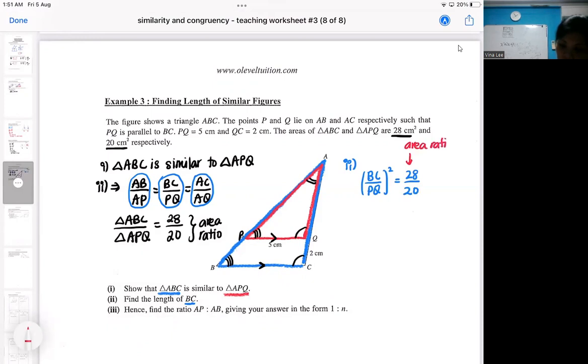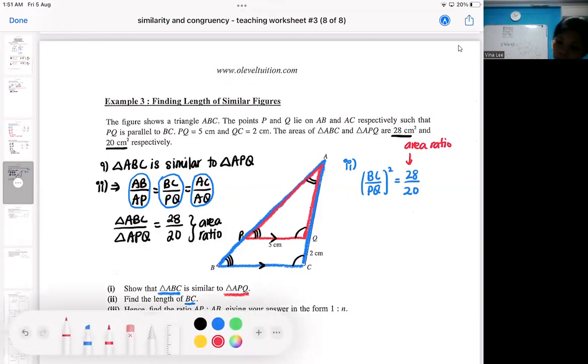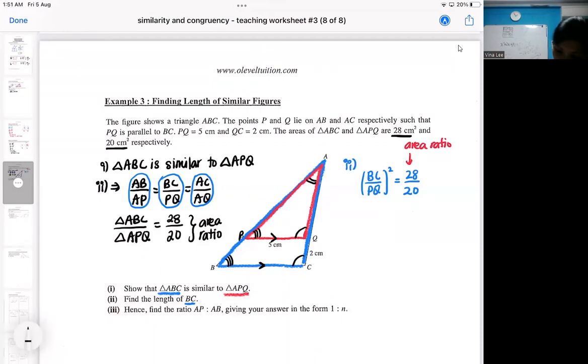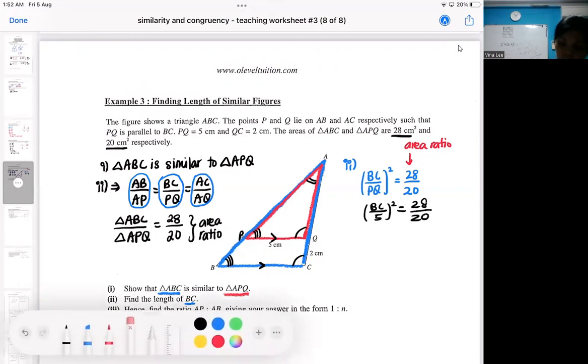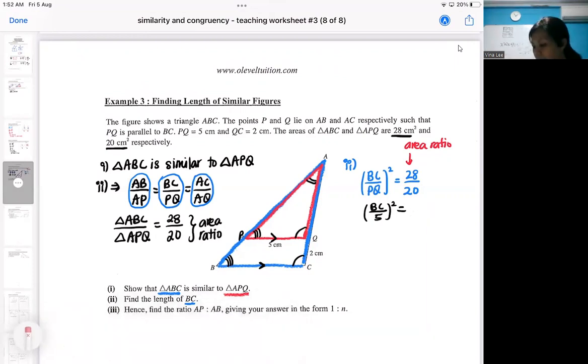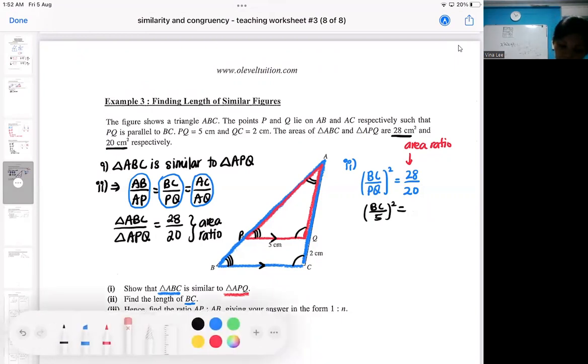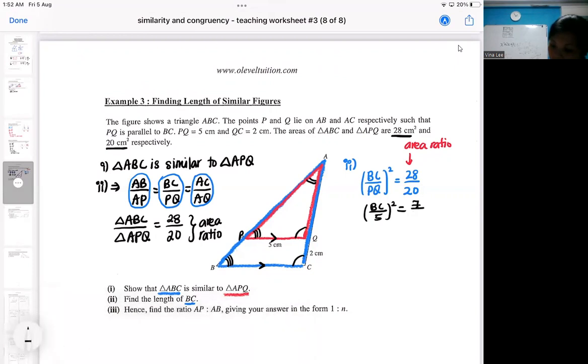So when you square a length ratio, you should be able to find BC. I should have my PQ. My PQ is given to me, so I'm going to put in my PQ. PQ is 5. You might want to reduce the ratio if you can see that the number is a bit big and it's reducible.